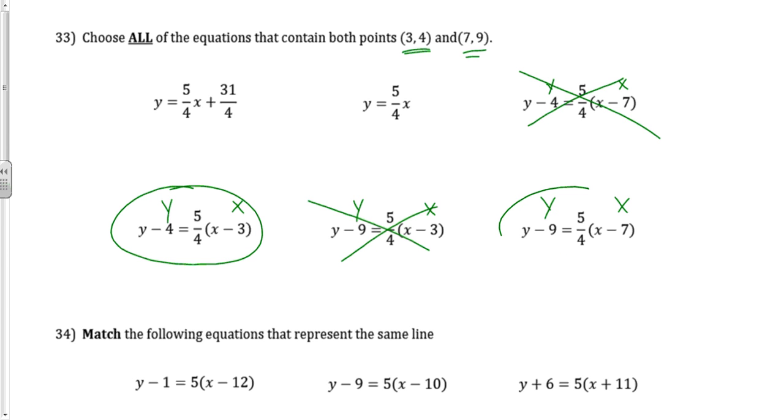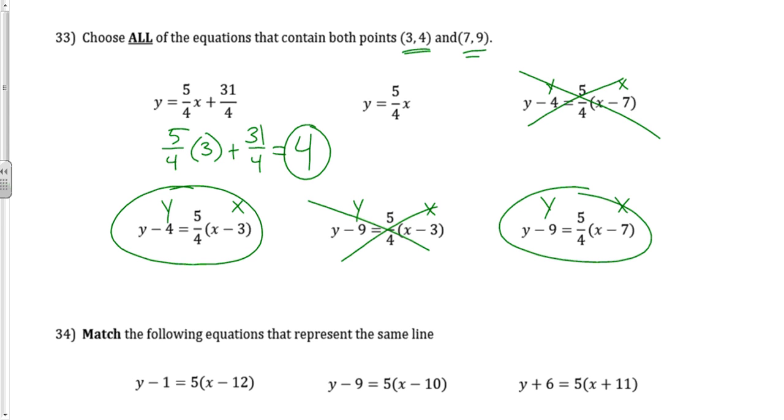That matches that point. And I've also got these two in slope-intercept form. So I'm simply going to plug a value in. So exactly, I could plug in 3. 5 over 4 times 3 plus 31 over 4. Plug all that in, and I get a y value of 4, which matches the point. So this could also be a solution. If I plug in 3 to this one, I do not get 4. And it would also work for 7 and for 9.